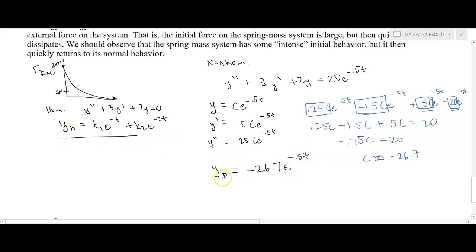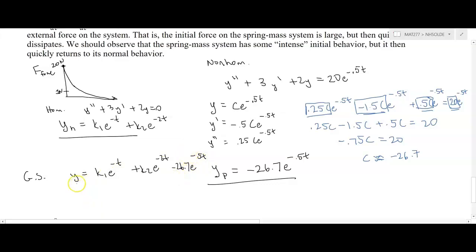So we're going to add these two guys together to get the general solution. General solution is going to be k1 e to the negative t plus k2 e to the negative 2t minus 26.7 e to the negative 0.5 t. So as t approaches infinity, regardless of what these coefficients are, all three of these terms are going to go to 0. You raise something to a negative power that's large enough, it will go to 0.